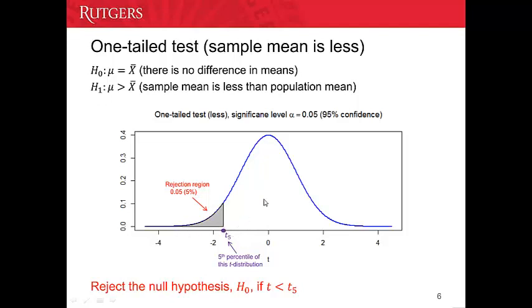Based on the confidence level, we find the threshold is T5, which means 5% of the t values are lower than T5, and 95% of the values are above T5. If the t-score we calculated is above T5, we will not reject the null hypothesis, which means there's no difference between the population mean and the sample mean. If the t-score we calculated is below the threshold, it's located in the rejection region, so we reject the null hypothesis and say the sample mean is smaller than the population mean.